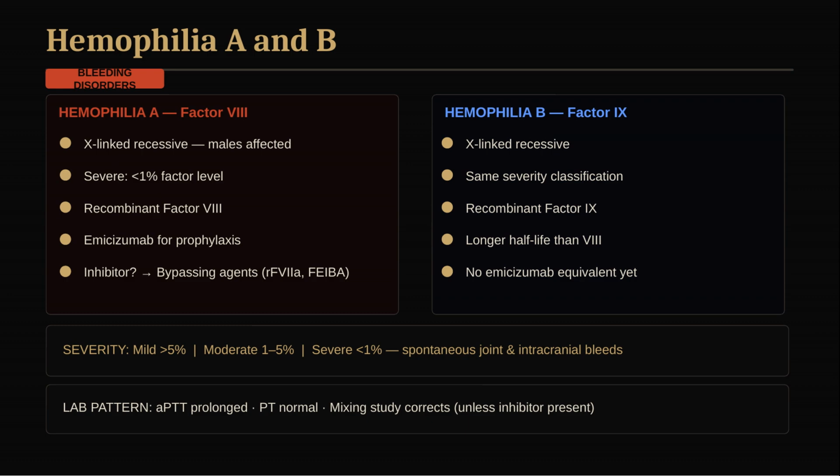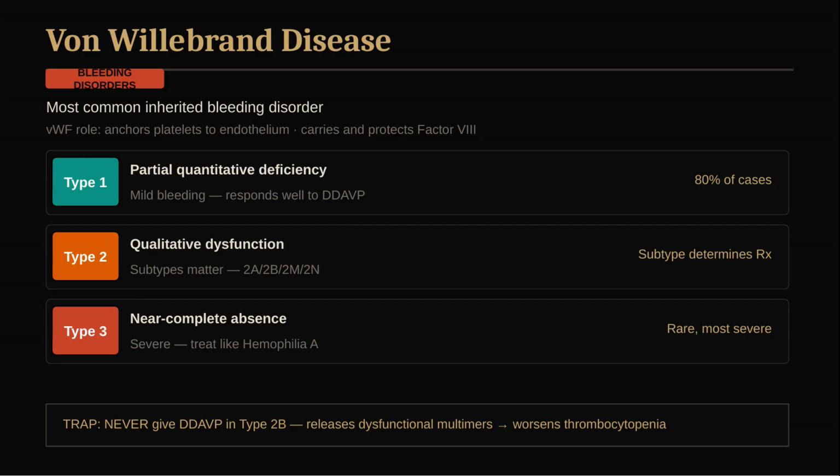Key trap. aPTT is prolonged, PT is normal. Mixing study corrects, no inhibitor. If the mixing study does not correct, there is an inhibitor and treatment changes completely. Von Willebrand disease is the most common inherited bleeding disorder. Von Willebrand factor has two jobs. It anchors platelets to damaged endothelium, and it carries and protects factor 8 in the circulation.